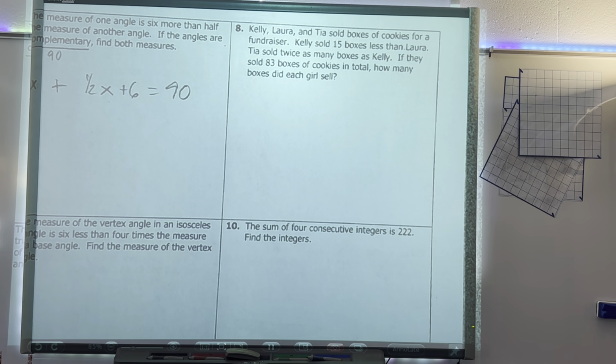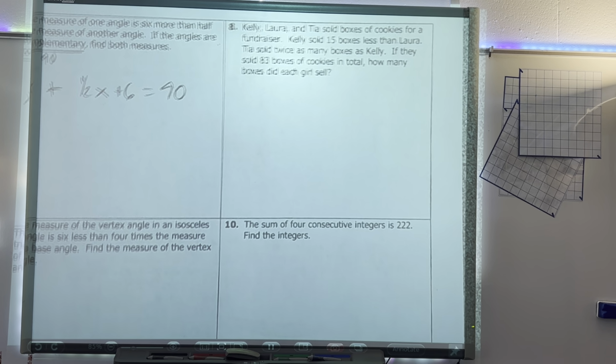Kelly, Laura, and Tia sold boxes of cookies. Because here's the deal. When y'all get to these, I am not helping you write these. Because we just went through all this. Kelly, Laura, and Tia sold boxes of cookies for a fundraiser. Kelly sold 15 boxes less than Laura. Tia sold twice as many boxes as Kelly. If they sold 83 boxes of cookies in total, how many boxes did each girl sell?